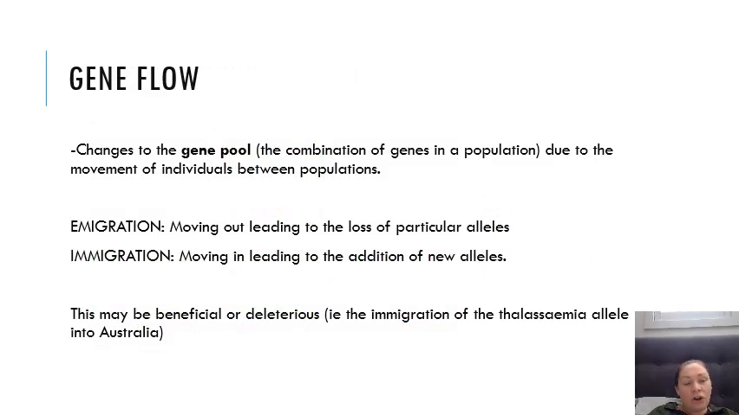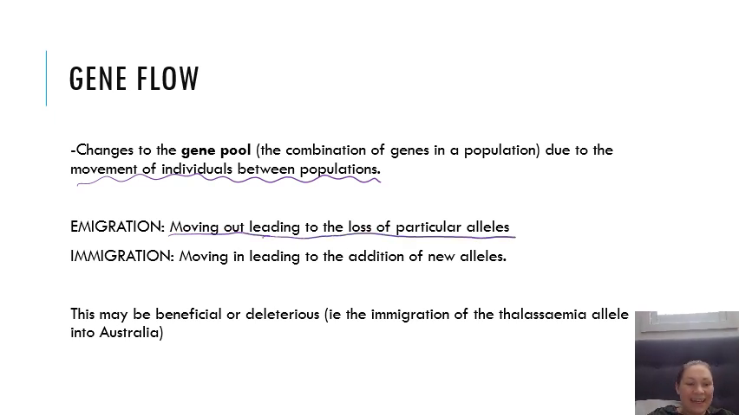Another important thing to note in this topic is gene flow. Changes to a gene pool, the combination of genes within a population, come about due to the movement of individuals between populations. Emigration is when organisms move out, which leads to a loss of particular alleles. Immigration is when we've got organisms moving into a population and in doing so introducing new alleles. This may be beneficial or deleterious.